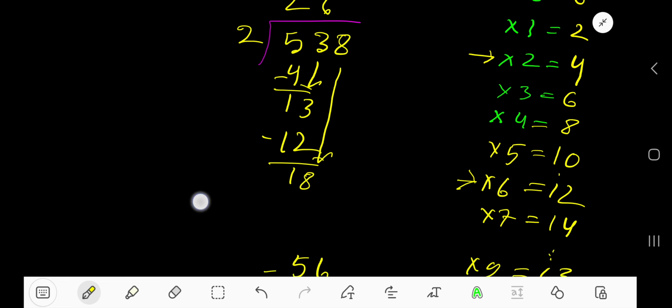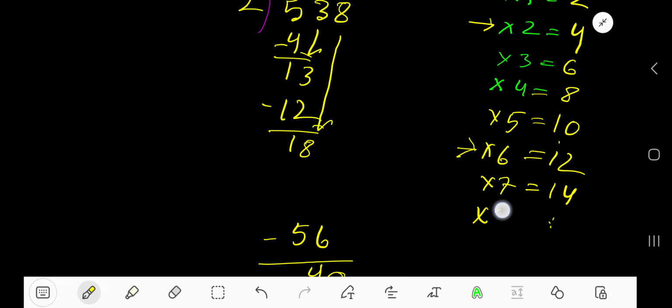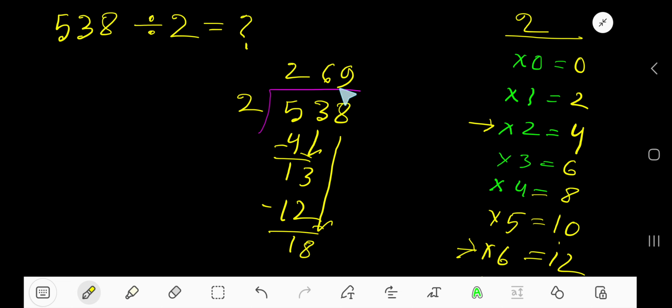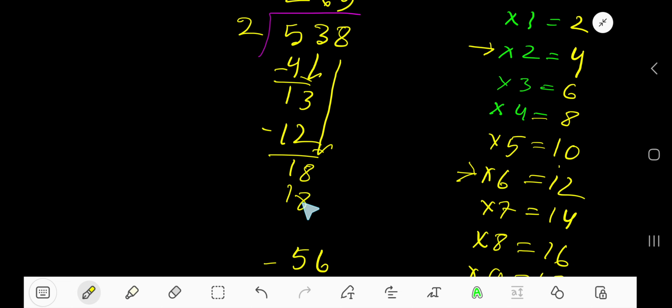2 goes into 18 how many times? Look, 2 times 8, just add 2, 16. 2 times 9, 16 plus 2 is 18. So 2 goes into 18 9 times. Write 9, 9 times 2 is 18.